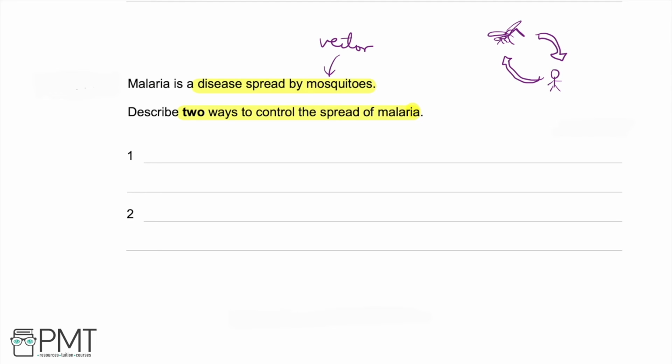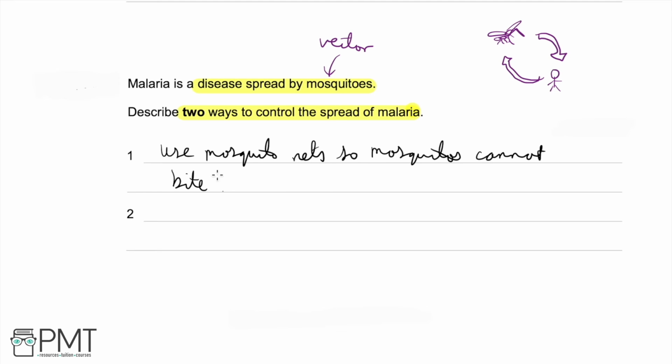So as before, to prevent the transmission, and therefore prevent people getting malaria, we have to disrupt this life cycle. So we can either prevent the mosquitoes biting humans, and we could do this using a mosquito net, or we could stop the mosquito breeding at all, therefore preventing it spreading the disease. So these are our two answers.